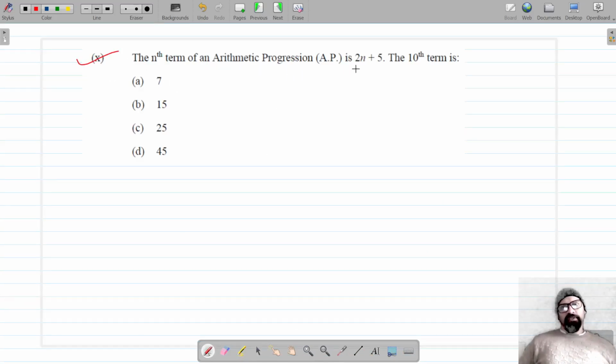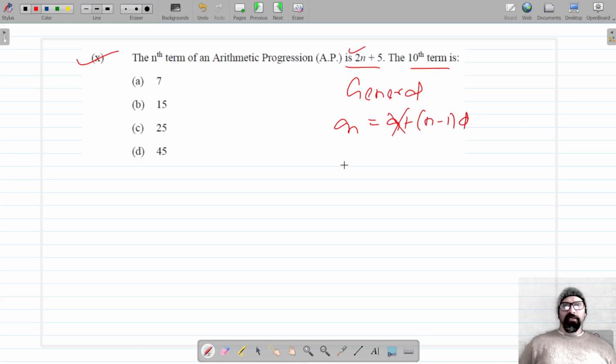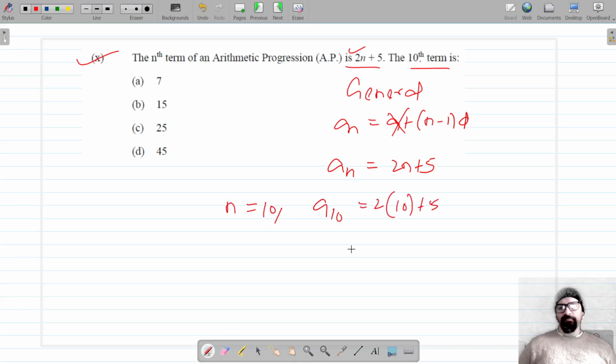The nth term of an AP is 2n plus 5. We have to find the 10th term. And generally, the nth term of an AP is given by an is equal to a plus n minus 1 into d, but here it's not the general form. The general term of the given AP is given as an is equal to 2n plus 5. If we have to find the 10th term, let's put the value of n is equal to 10. So a10 is equal to 2 into 10 plus 5, which is equal to 20 plus 5 is equal to 25. So 25 is the correct option, which is option C.